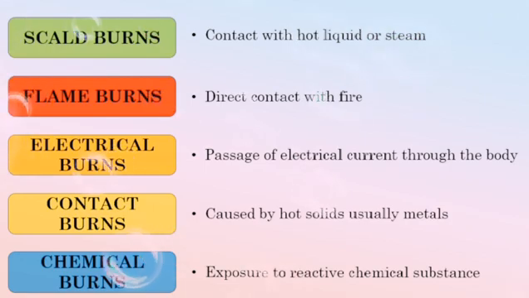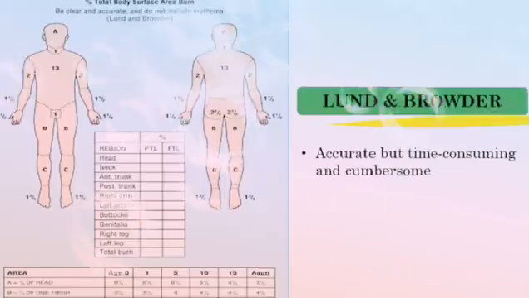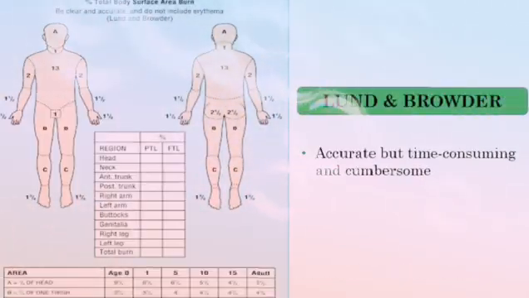Scald burns: contact with hot liquid or steam. Flame burns: direct contact with fire. Electrical burns: passage of electrical current through the body. Contact burns: caused by hot solids, usually metals. Chemical burns: exposure to a reactive chemical substance. Lund and Browder chart: accurate but time consuming and cumbersome.